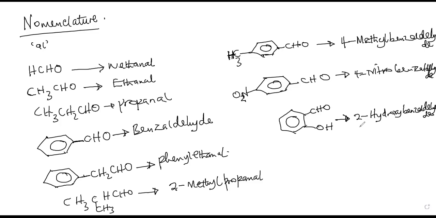2-hydroxybenzaldehyde. So that is basically for aldehydes. Then for ketones, we derive the names by taking the stem of the name of the corresponding alkane, and we replace the ending E of alkanes with the ending "one".